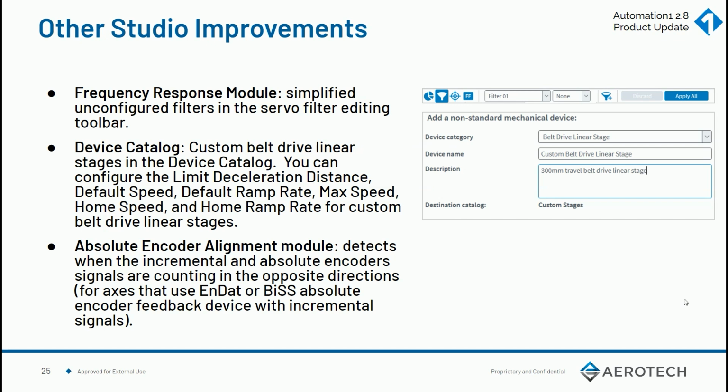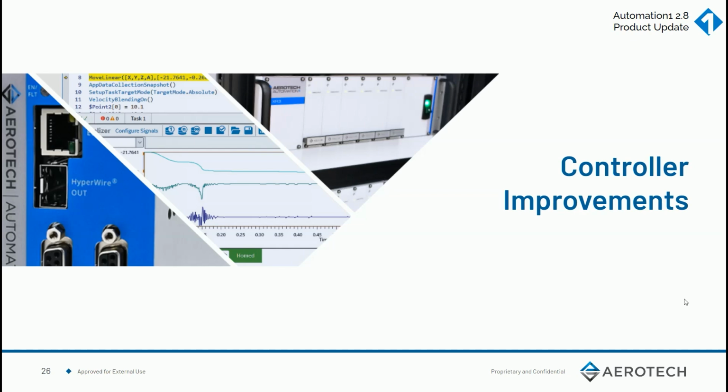Other Studio improvements include the frequency response module. We simplified the unconfigured filters in the servo filtering editing toolbar, and that is the top screenshot on the right. Made that a lot simpler. In the device catalog, we added custom belt drive linear stages. So you can configure a bunch of settings for these custom belt drive linear stages, as well as just add them to the device catalog. We also have the absolute encoder alignment module, which now detects when incremental and absolute encoder signals are counting in opposite directions. And this is useful when you're setting up NDFT or BiSS absolute encoder feedback devices that include incremental signals.